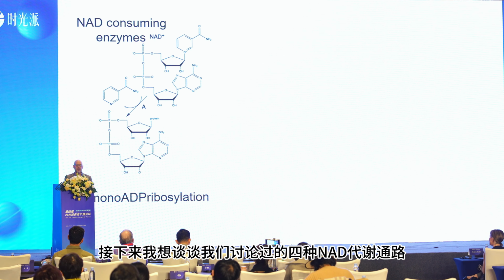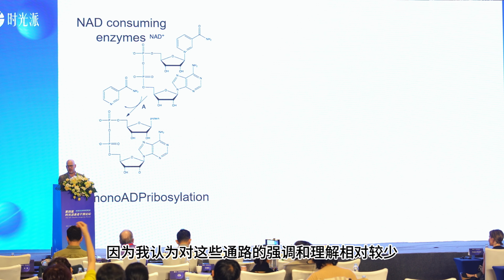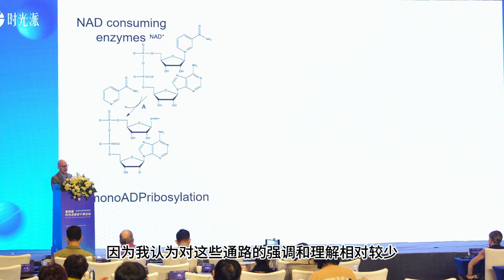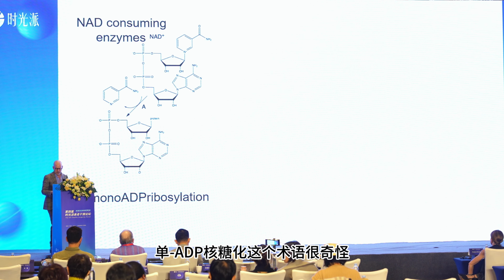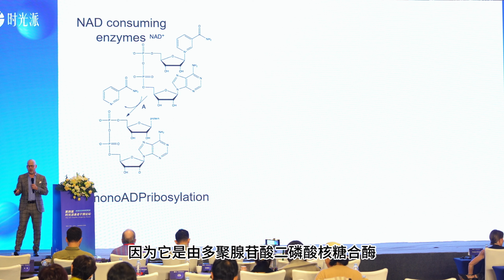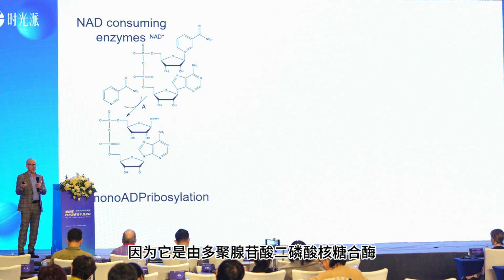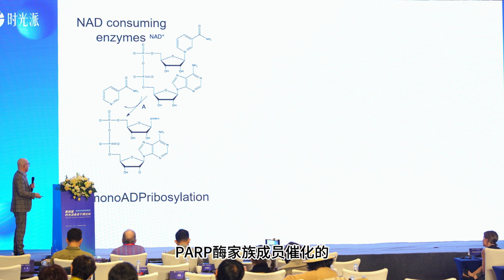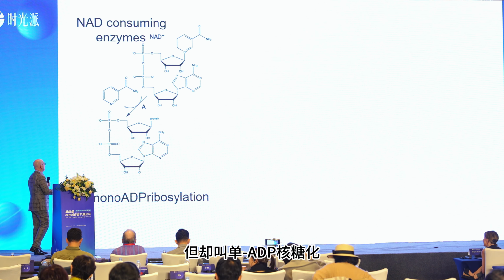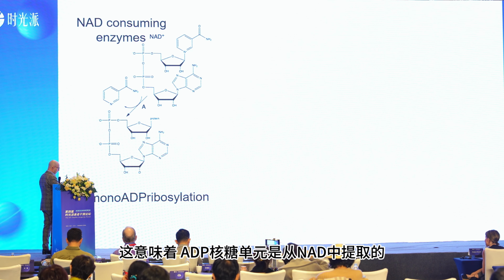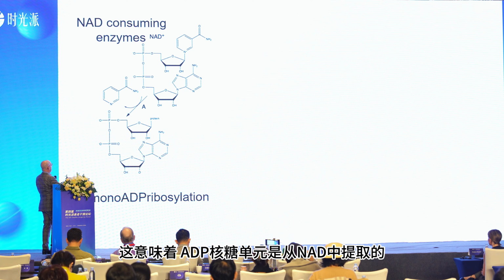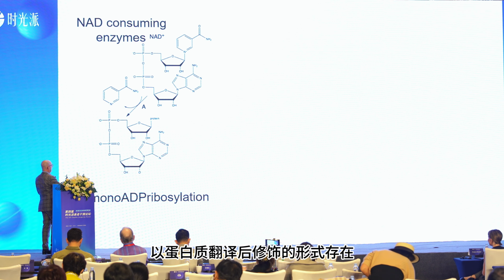And now I want to say something about these 4 NAD turnover pathways that we've discussed, because I think there's been a sort of an unfair emphasis and unfair understanding of them. So monoADPribosylation is a strange term because it's catalyzed by members of the PARP, polyADPribosylation family, but it's monoADPribosylation, which basically just means that an ADP ribose unit is taken from NAD and forms a protein post-translational modification.